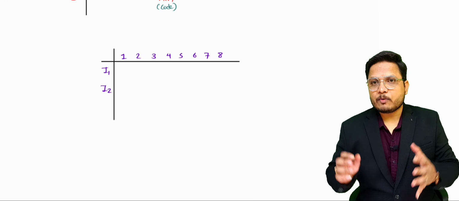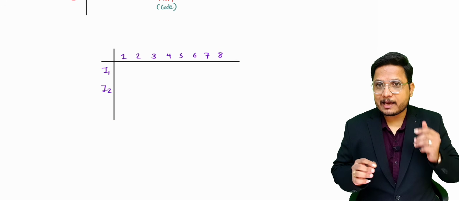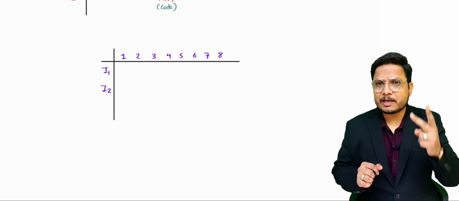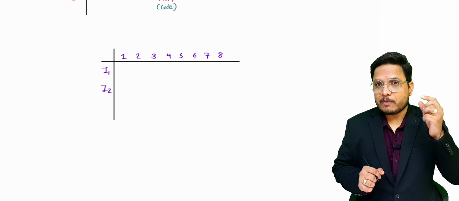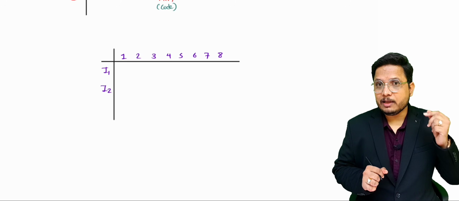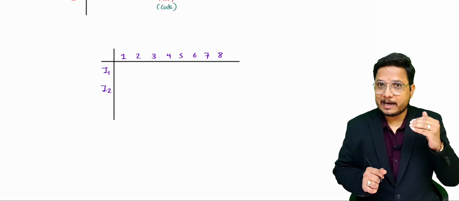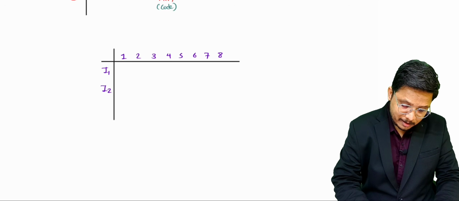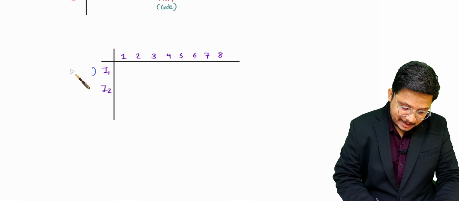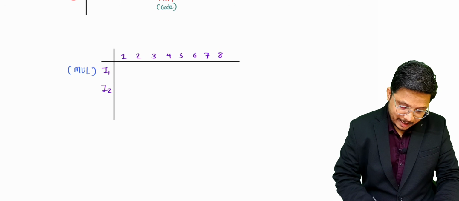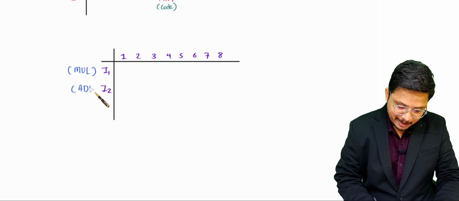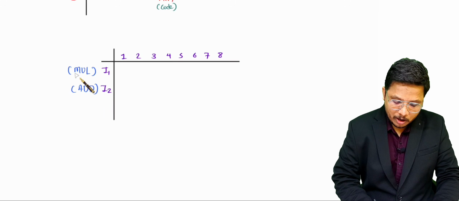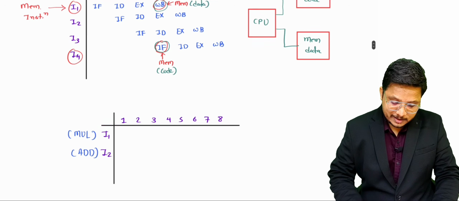Now my dear students, I'll explain one practical example in which I'll be executing two instructions. One instruction is regarding multiplication and the second instruction is regarding addition. So first I'll execute the multiplication instruction. Here, instruction 1 is the multiplication and the second instruction is the addition.